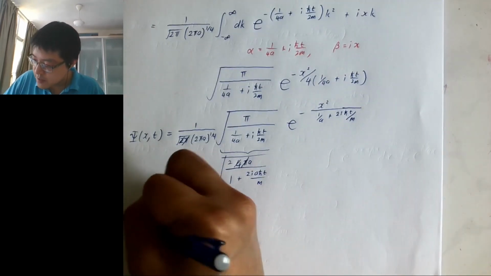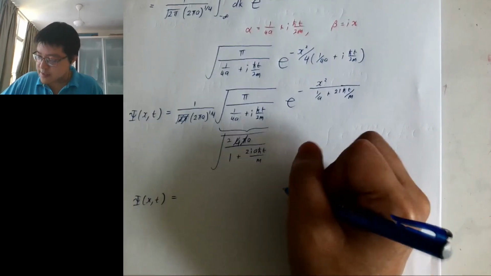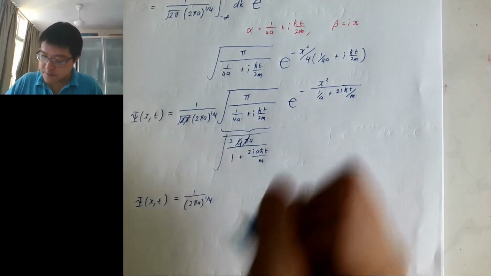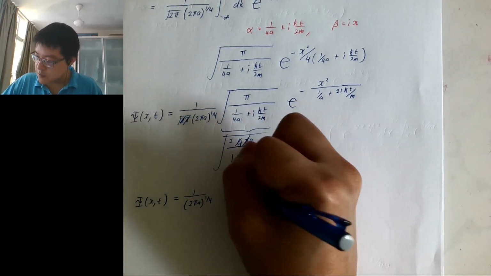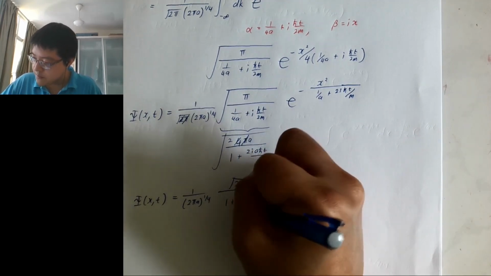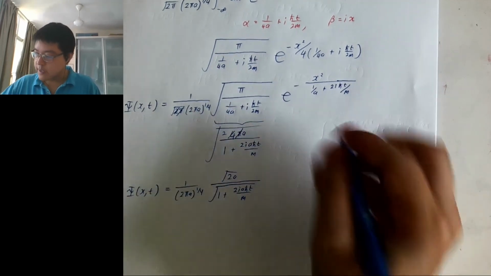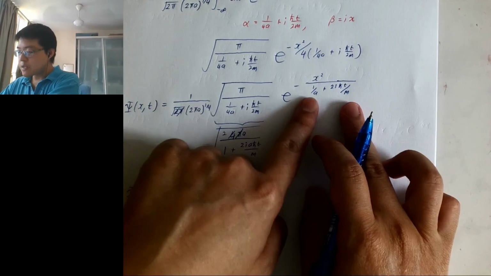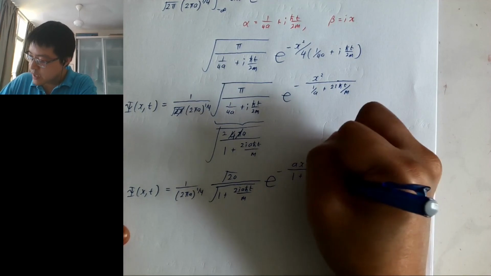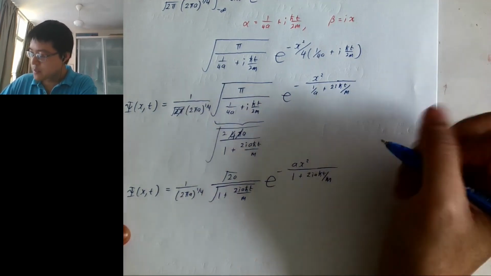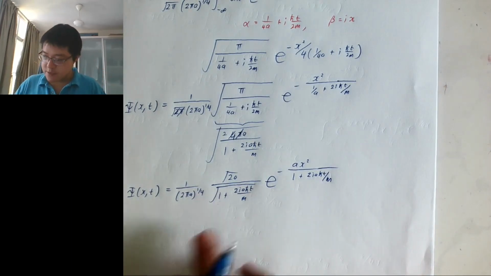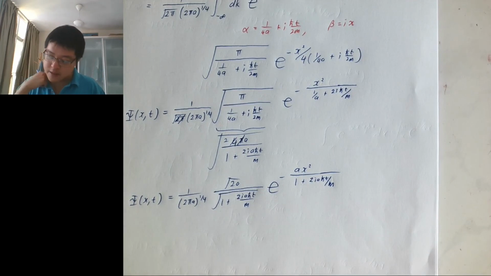So my wave function now, trying to simplify this as much as I can, I got 2 pi a to the 1/4. This is the square root of 2a. The downstairs is 1 over 2i a h bar t over m, square root. Okay, and then this part also, let's take the a upstairs. So I got ax squared. So this becomes 1 plus 2i a h bar t over m. So notice that this part is the same number as this part. Okay, so at least now we sort of know we are on the right track.